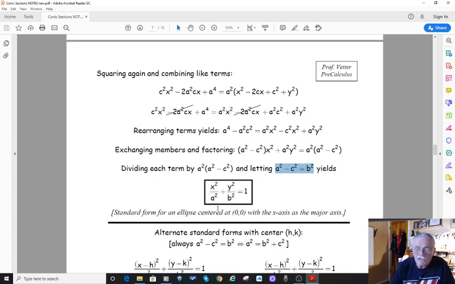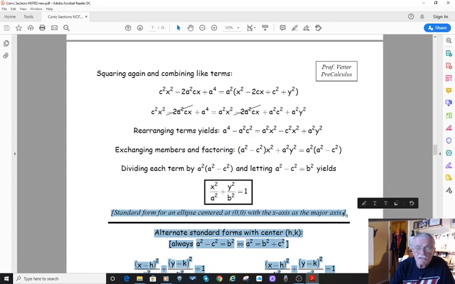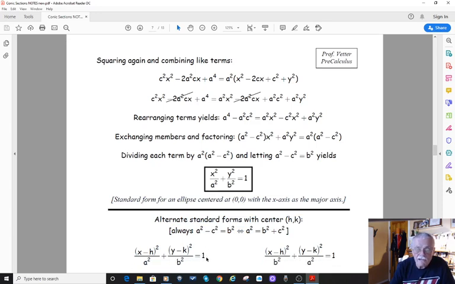Okay, so this is going to be our standard form. Notice that the a goes with the x. So whatever is the major axis, that length is 2a. So in this case, the major axis is the same direction as the x-axis, so therefore the a term goes under the x term. Okay, so important to understand, this is standard form of an ellipse centered at 0, 0, where the x-axis is the major axis.